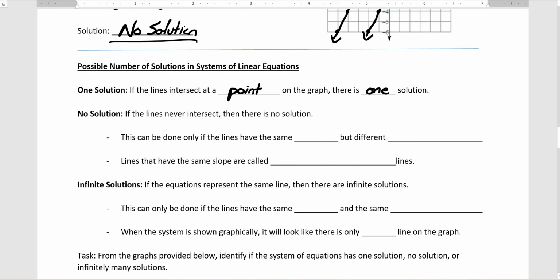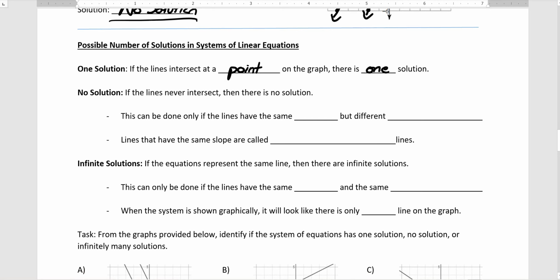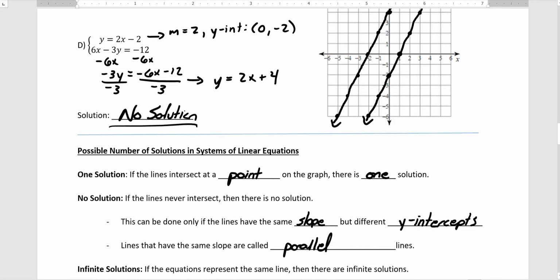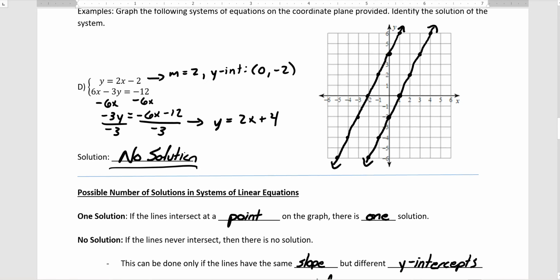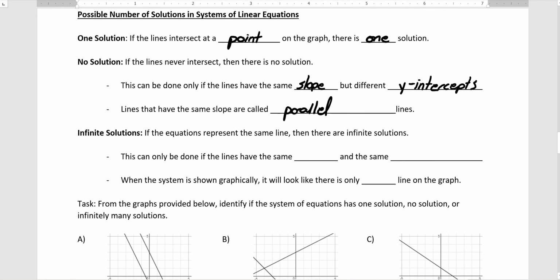Now, no solutions occur if the lines have the same slope but different y-intercepts. Alright, and we would call these lines parallel lines, in that they have the same slope, so they'll never intersect each other. They are parallel. Looking at letter D up above, notice how they both had the same slope of 2, but one had a y-intercept of 4 and the other one had a y-intercept of -2. So they will never intersect, which means that they have no solution.